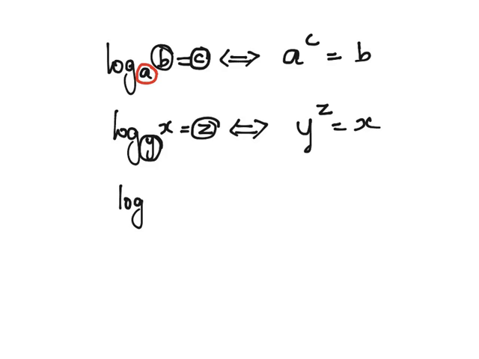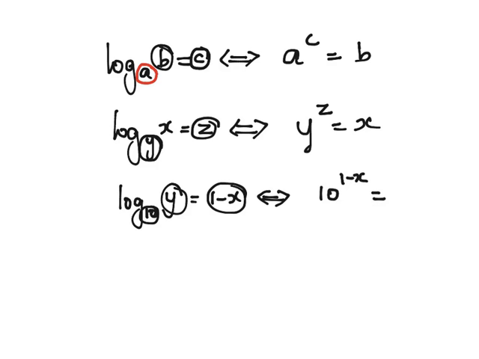Log y to the base 10 equal to 1 minus x, which implies the base is 10, the value is 1 minus x, so that will become the power. 10 power 1 minus x equal to, whatever is left out will come here, y. 10 power 1 minus x equal to y. It's very, very simple.